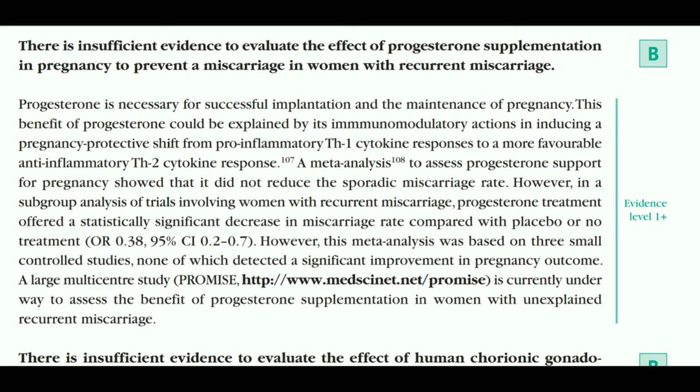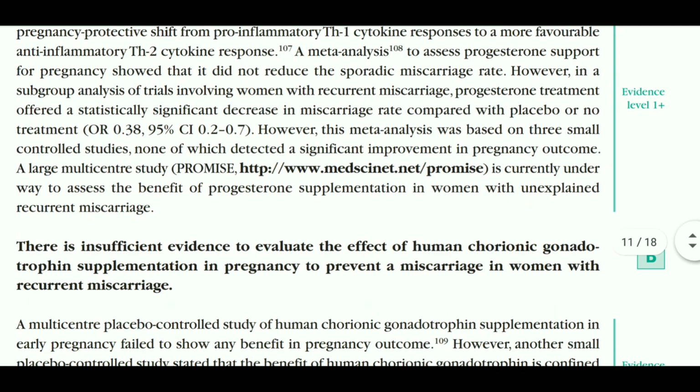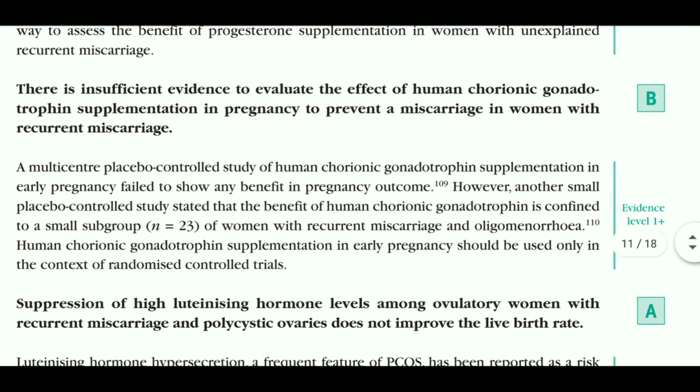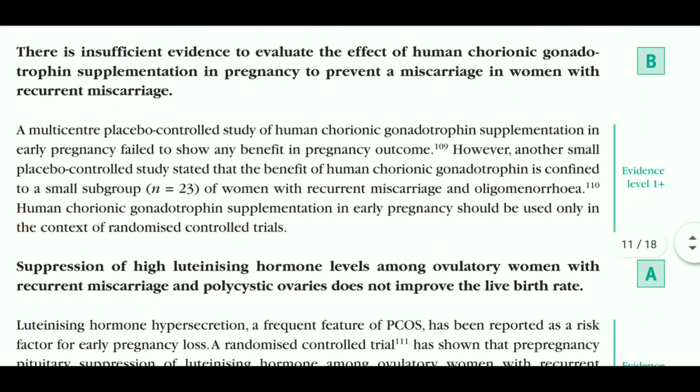Now, a meta-analysis to assess progesterone support for pregnancy showed that it did not reduce the sporadic miscarriage rate. However, in the subgroup analysis of trials involving women with recurrent miscarriage, progesterone treatment offered a statistically significant decrease in miscarriage rate compared with placebo or no treatment. However, this meta-analysis was based on 3 controlled studies, none of which detected significant improvement in pregnancy outcome. A large multicentric study is currently underway to assess the benefit of progesterone supplementation in women with unexplained recurrent miscarriages. There is also insufficient evidence to evaluate the effect of HCG in pregnancy to prevent miscarriage in women with recurrent miscarriages.